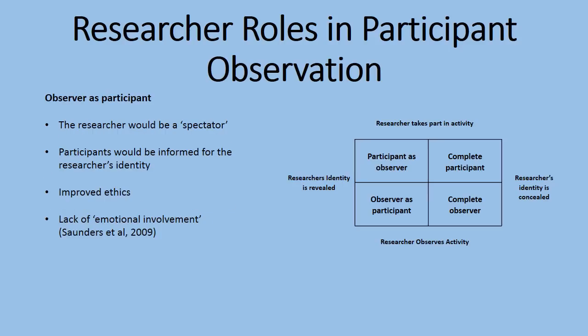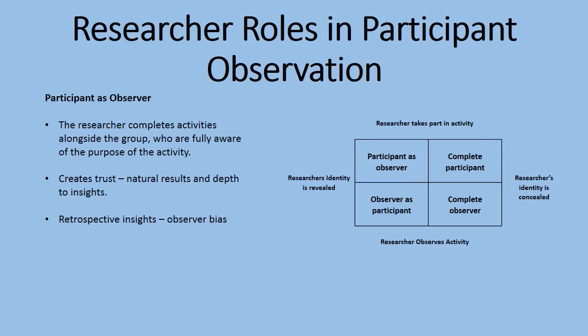The observer's participant role again does not require the researcher to take part in activities set for the sample group, but this time participants are fully informed of the researcher's identity. Much like in the complete observer role, the researcher can focus all of his or her energy into observing, rather than being sidetracked by completing the activities personally. However, this again removes what Saunders et al. called the emotional involvement of the researcher, knowing what it feels like to be on the receiving end of the experience.